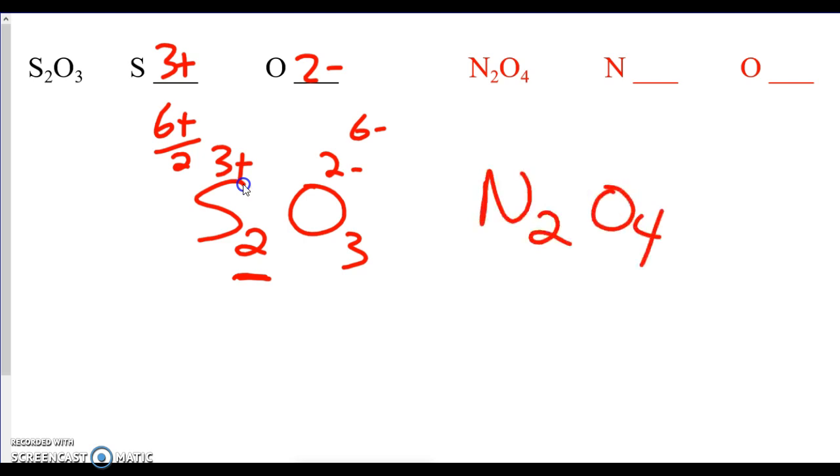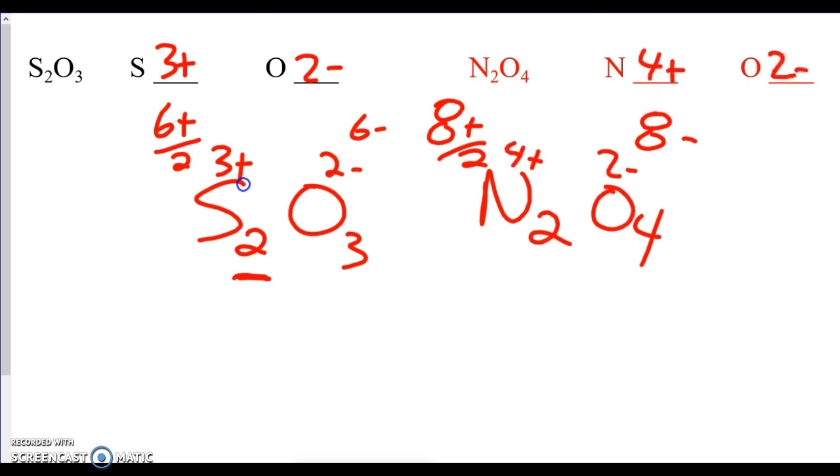Overall charge is 0. 2 negative. There's 4 of them, so it's 8 negative. So this nitrogen must be an 8 positive, but there's 2 of them, so 8 divided by 2 is 4 positive. So we're seeing here that the nitrogens are changing and the sulfurs are changing, and that is what happens on the periodic table.